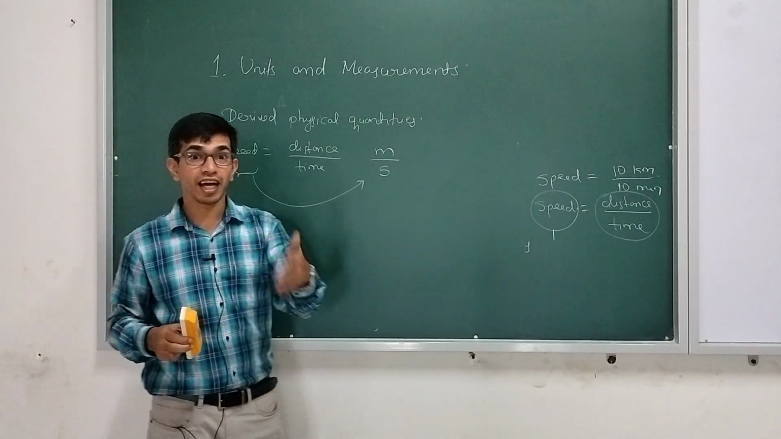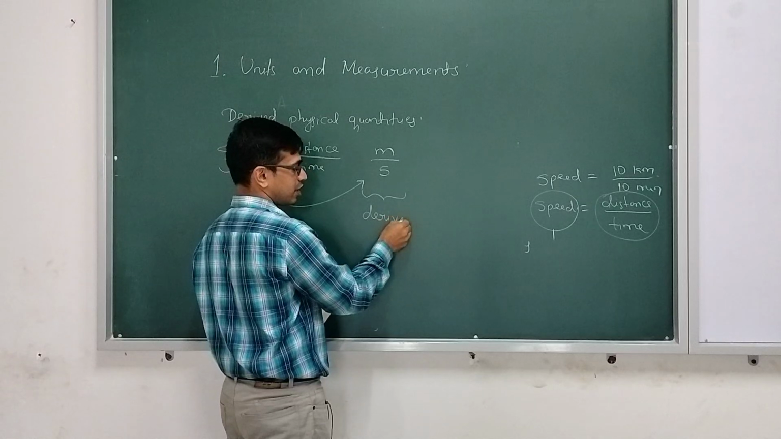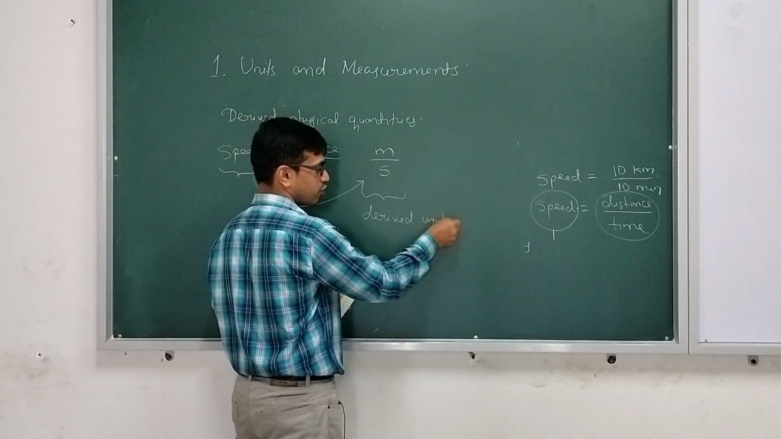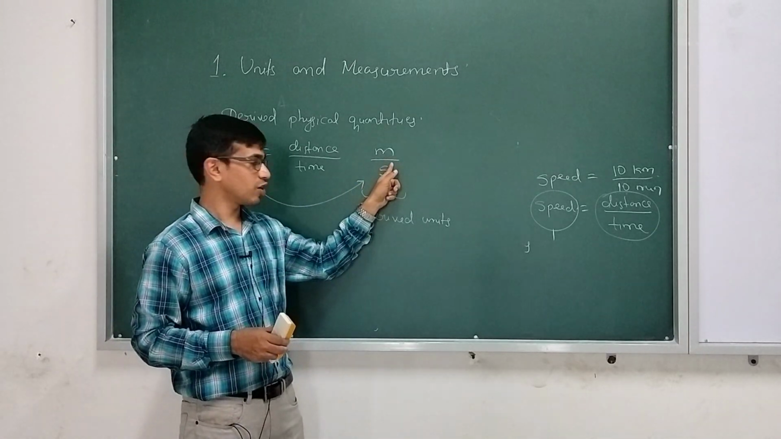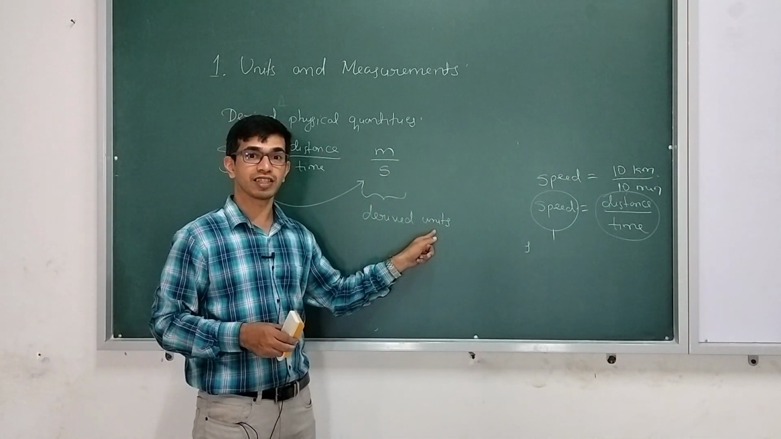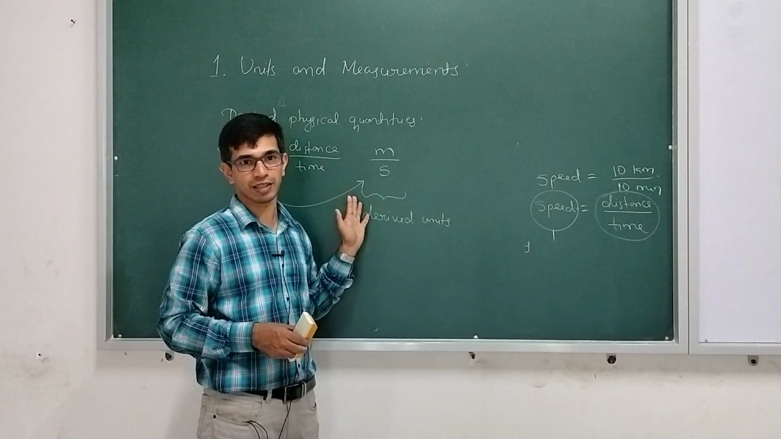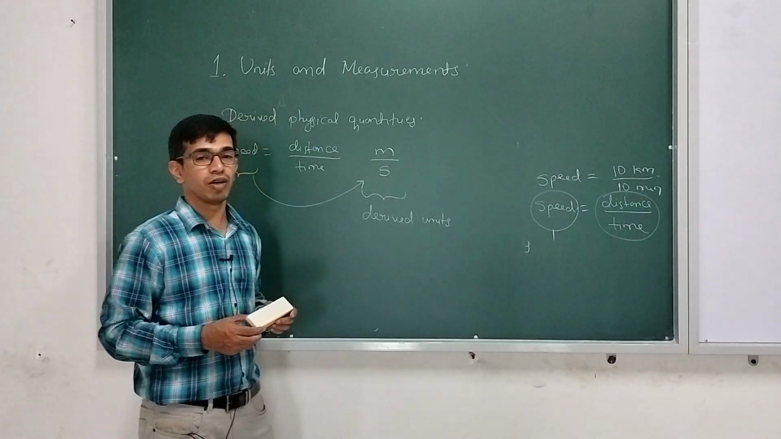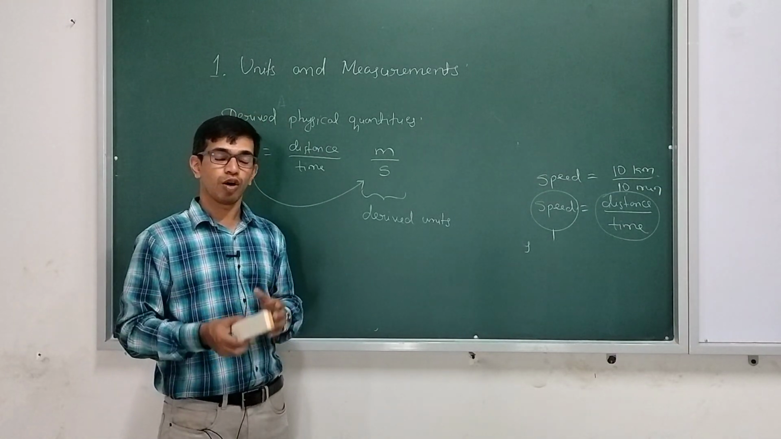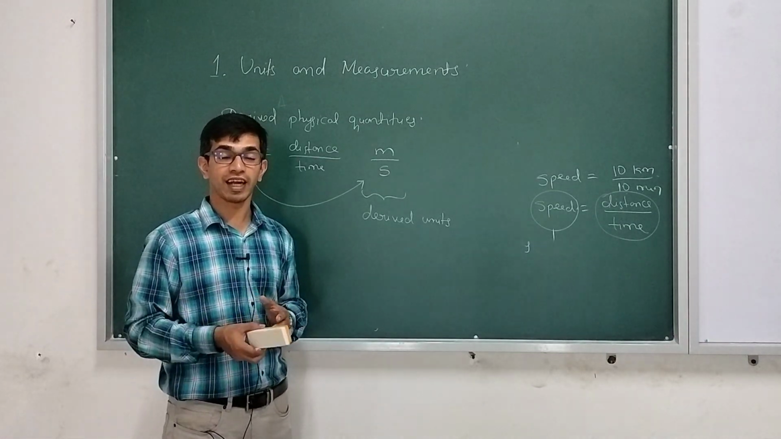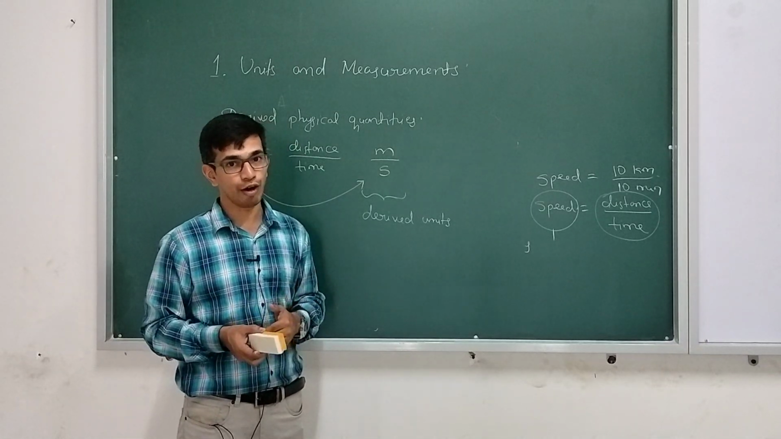Like that, we can derive the units also. These units are called derived units. For a derived physical quantity, the corresponding unit is called a derived unit. Derived units are the units which are derived from the base or fundamental units. So this is how we can classify the fundamental physical quantities, fundamental units or base units, and derived physical quantities with their corresponding derived units.